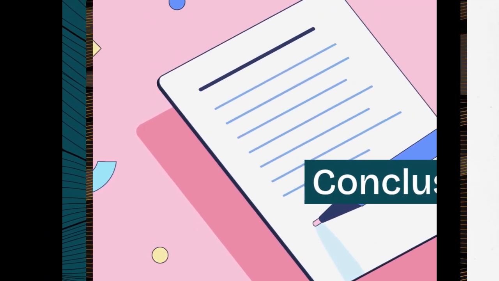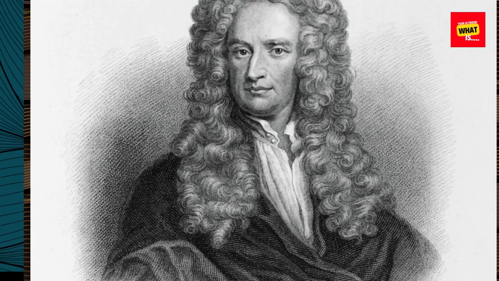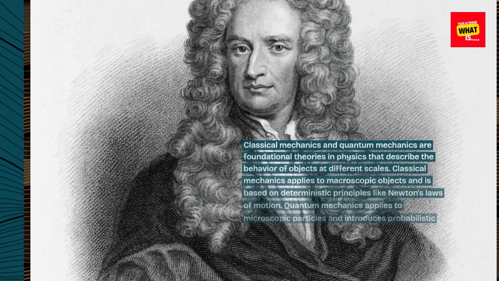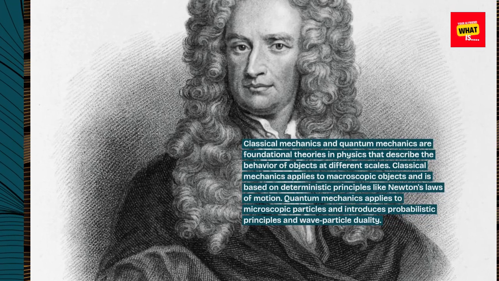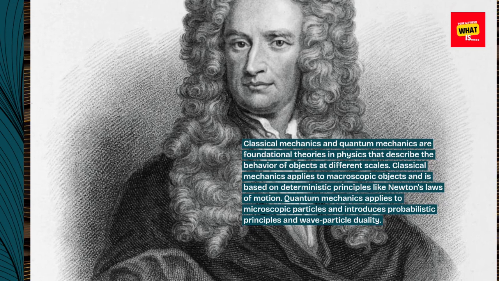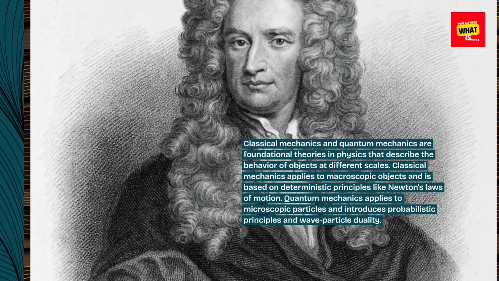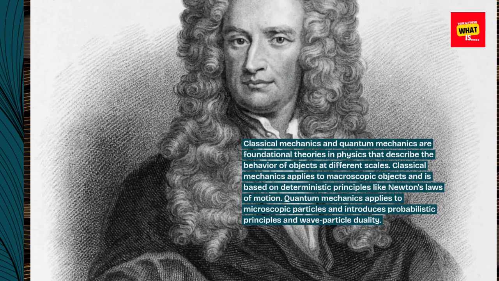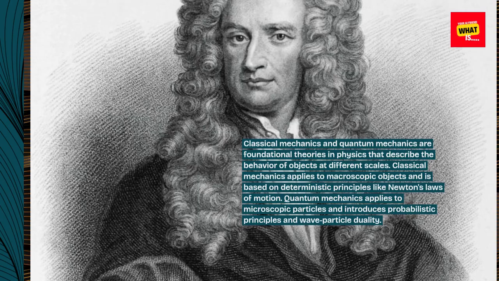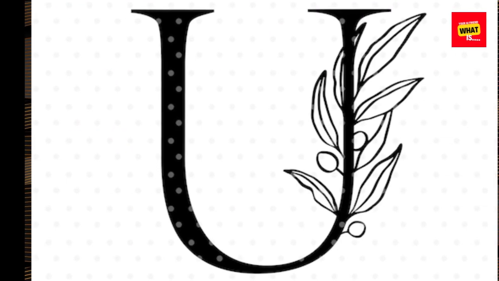Conclusion. Classical mechanics and quantum mechanics are foundational theories in physics that describe the behavior of objects at different scales. Classical mechanics applies to macroscopic objects and is based on deterministic principles like Newton's laws of motion. Quantum mechanics applies to microscopic particles and introduces probabilistic principles and wave-particle duality.